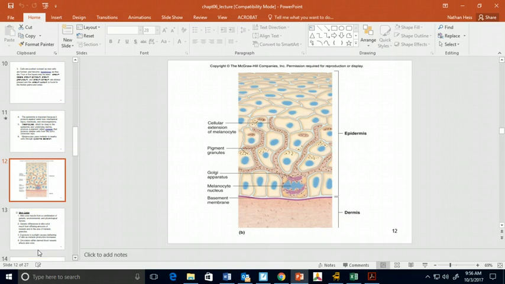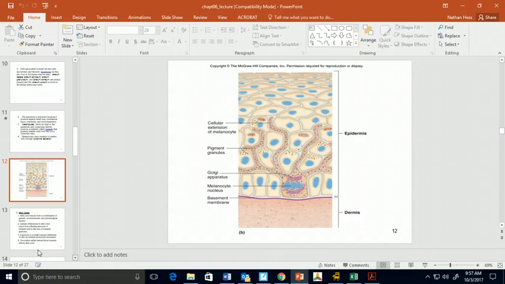Here's the melanocyte right here, and this cell is producing that melanin. You see how that melanocyte has those little tentacles that reach up into the epidermis, like an octopus? Can you see them? Those are releasing those tiny little dots. Those are the melanin, and that's what colors the skin.